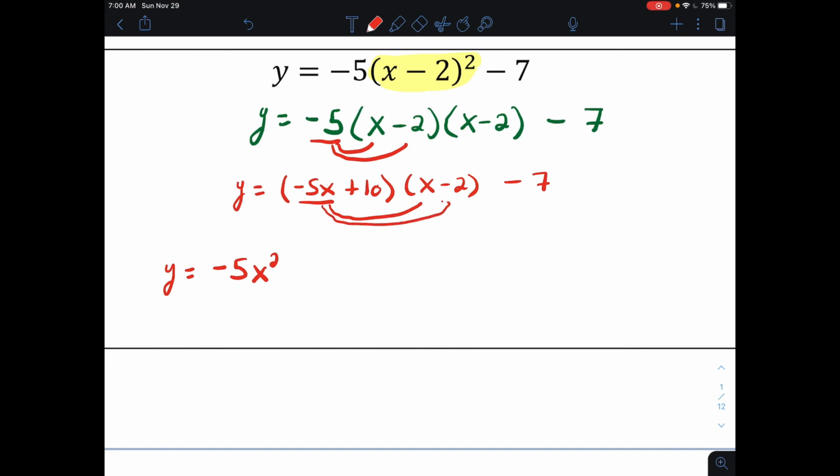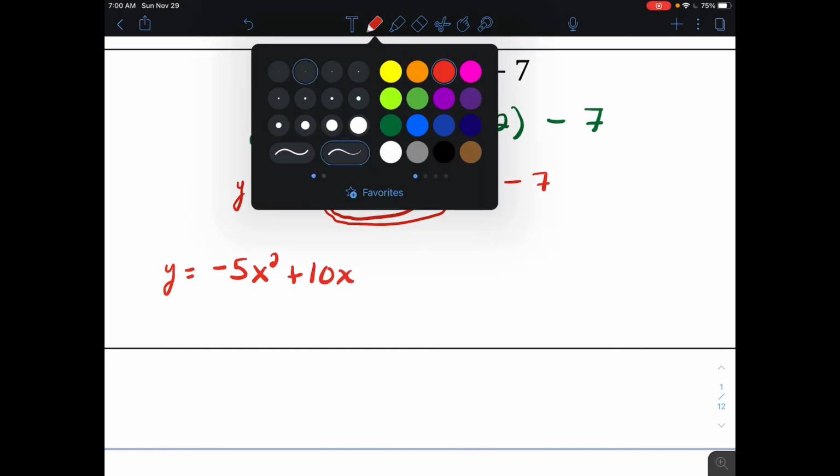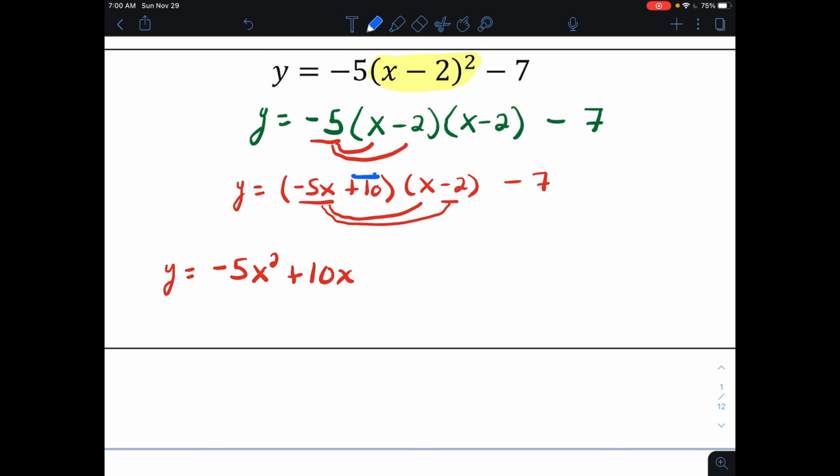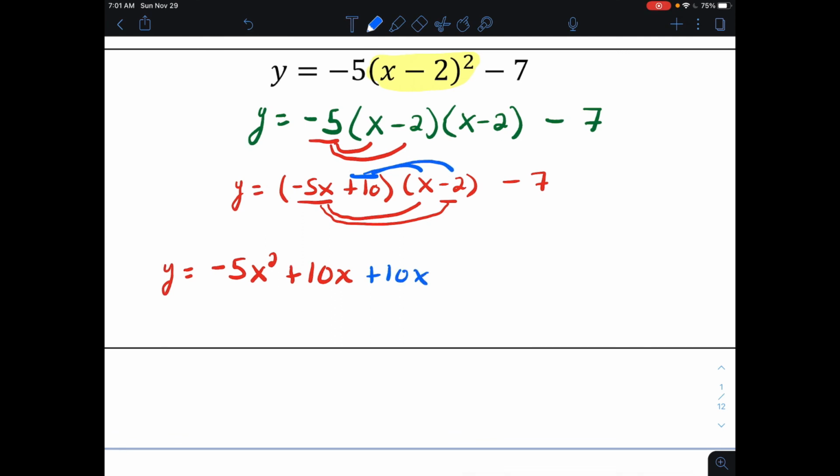Negative 5x times negative 2. Two negatives multiply to make a positive, so that gives me positive 10x. Now we go to that next term of 10. It's got to multiply to everything inside that next set of parentheses. 10 times x makes plus 10x. And then we'd have 10 times negative 2, which makes negative 20. And we still have minus 7 here on the end.